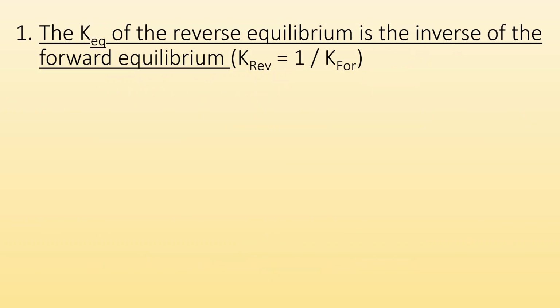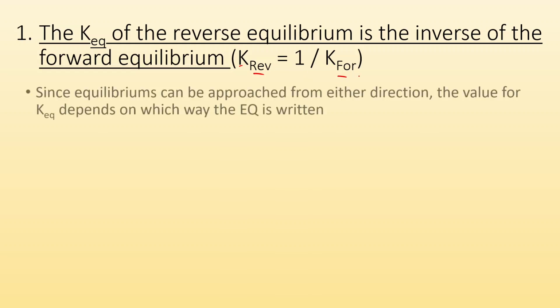All right, first little thing when we're messing around with things, the KEQ of the reverse equilibrium is the inverse of the forward equilibrium, or, put mathematically, the value for K for the reverse process is just 1 divided by the value for the forward process. So since equilibriums can be approached in either direction, you can either start with the left side or the right side and make the equilibrium. The way you write the equilibrium on paper determines which way the KEQ expression is written.